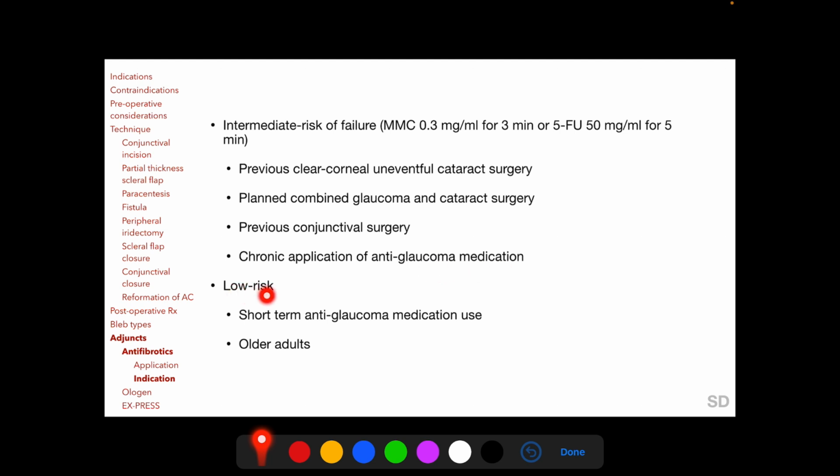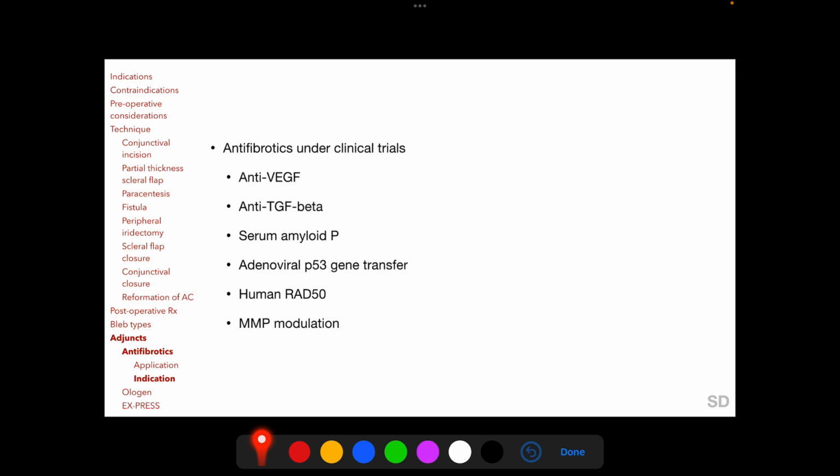Low-risk patients who do not require antimetabolites include patients who have been exposed to anti-glaucoma medications for a short duration and older adults. And other than 5-fluorouracil and mitomycin C, many other agents are being evaluated as antifibrotics, among which we have anti-VEGF agents also.